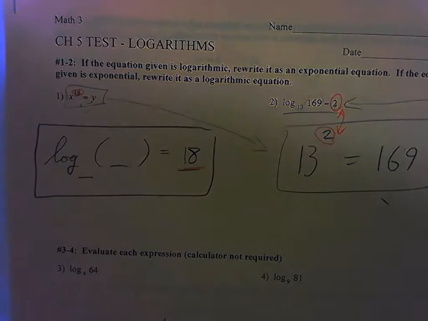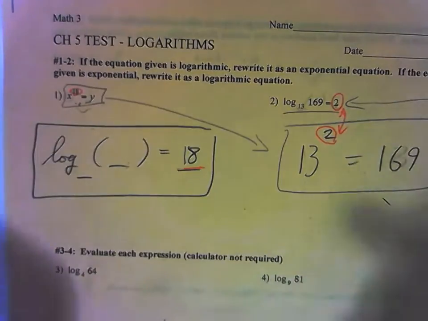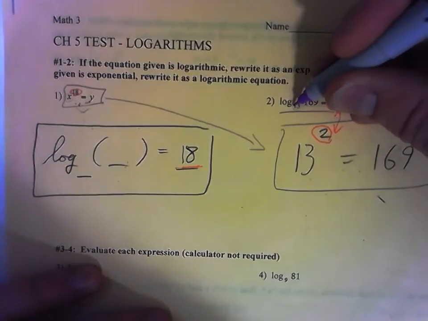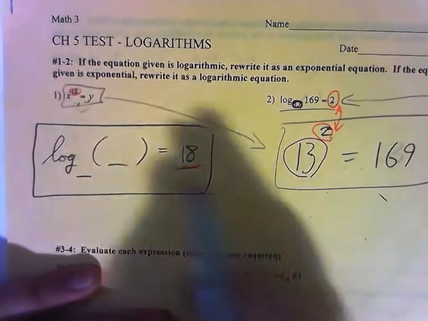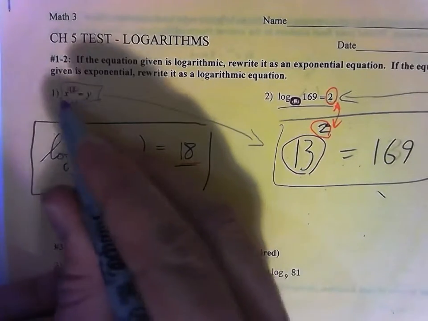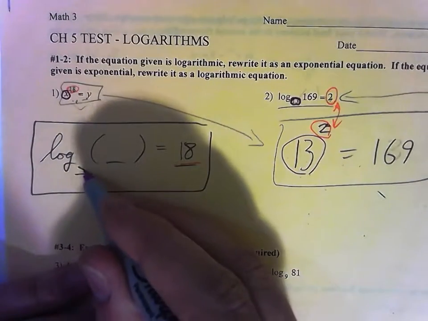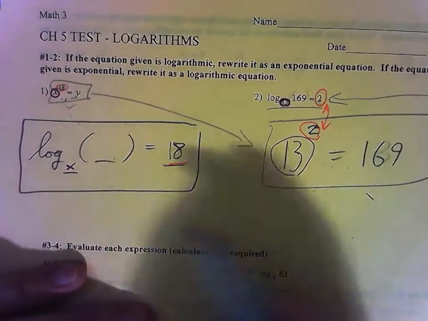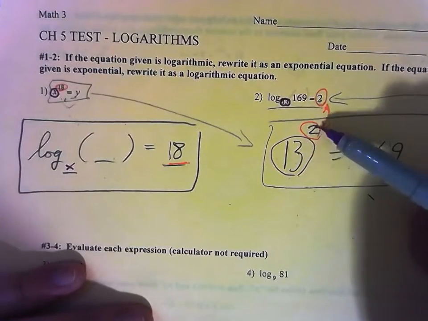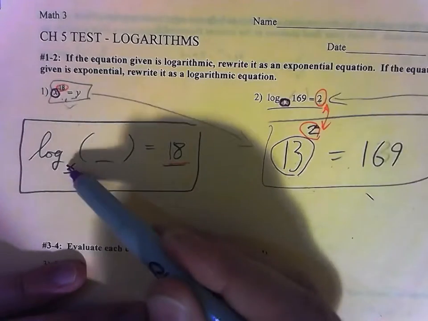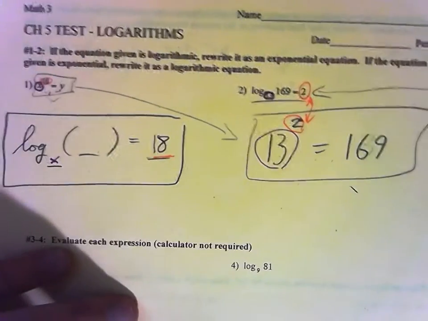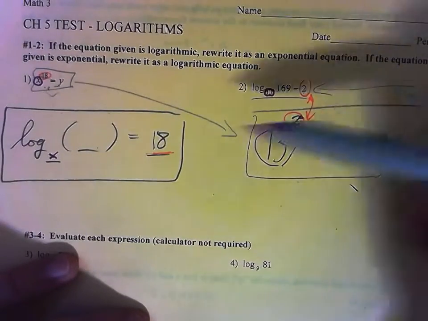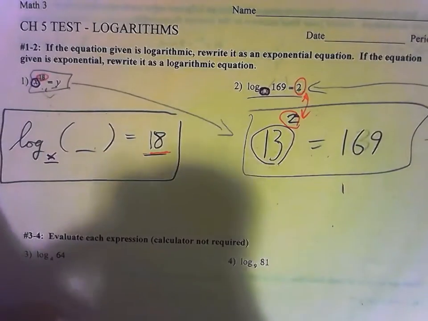The base, what's the base? It's all about that base. 13 is the thing with the power. So the thing down here should be the thing that has the power on it, which is the x. The x has the power of 18. The 13 has the power of 2. So this number here, and that number there. See how I'm using this one as a key and going backwards here.